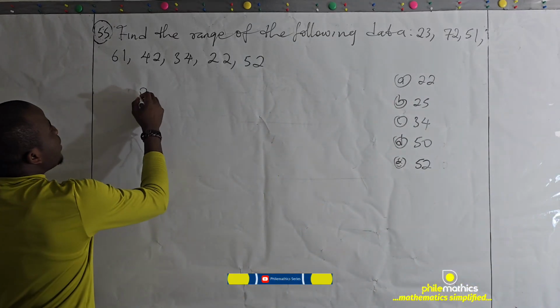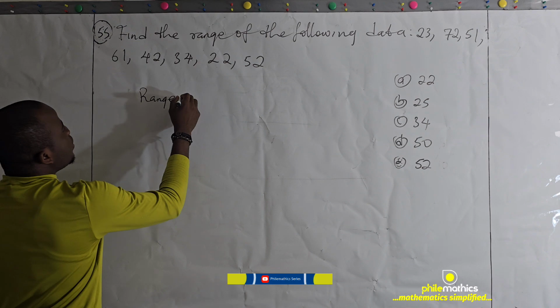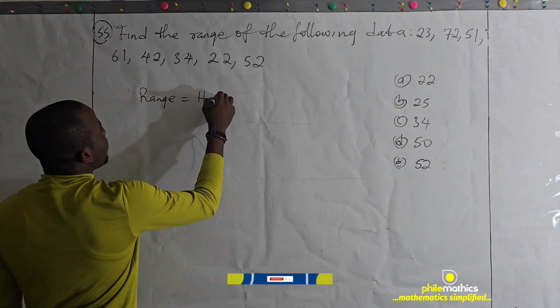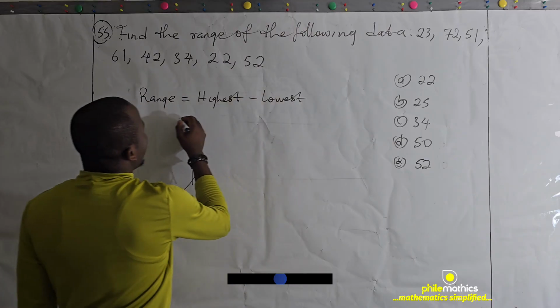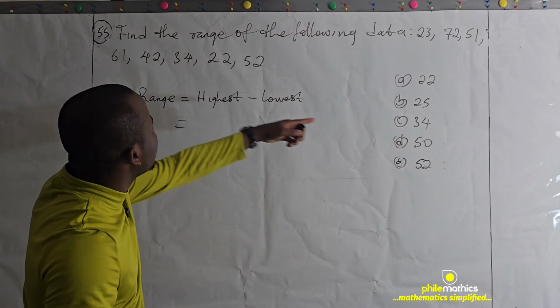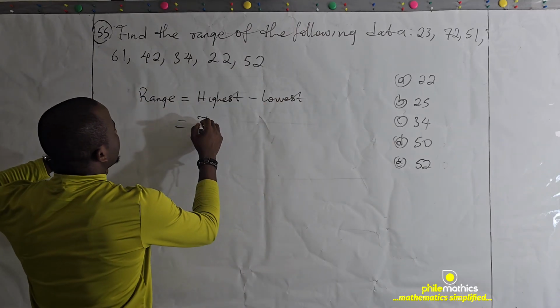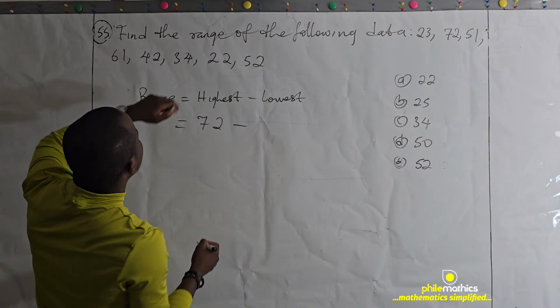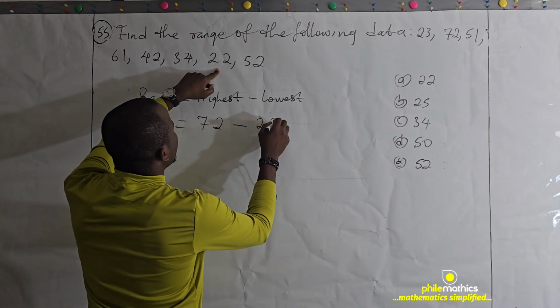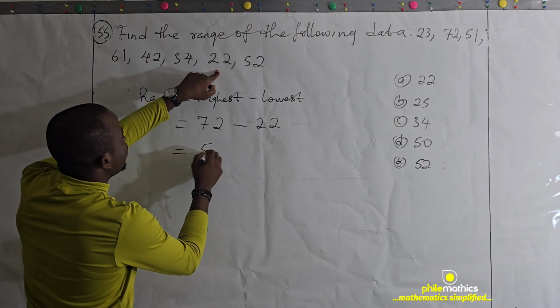Find the range of the following data: 23, 72, 51, 61, 42, 34, 22, 52. Recall that range is the highest data minus the lowest data. And so the highest from here is 72, and the lowest from here is 22. And so this is simply 50.